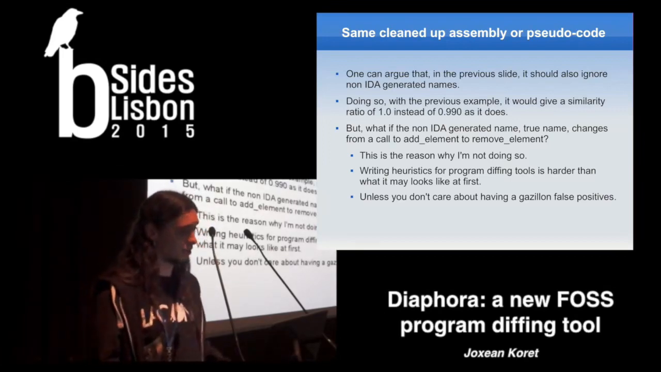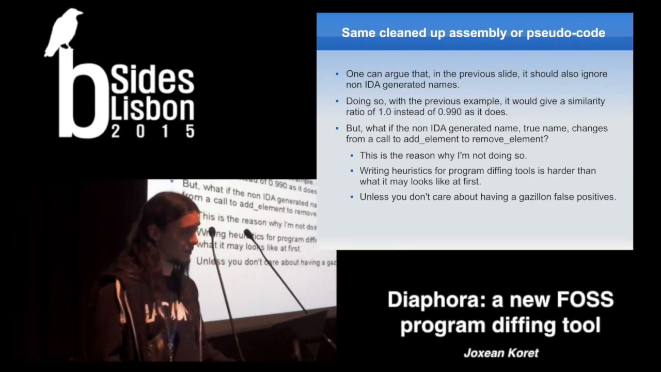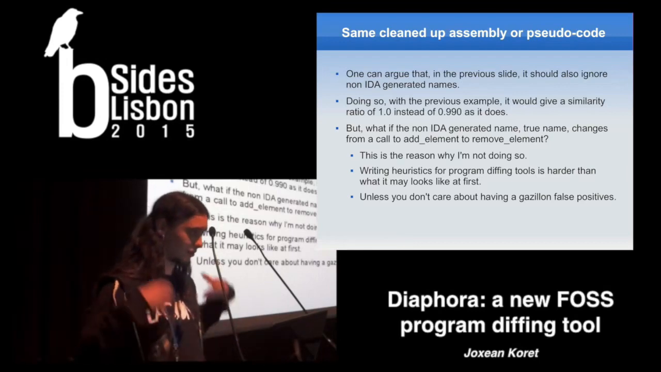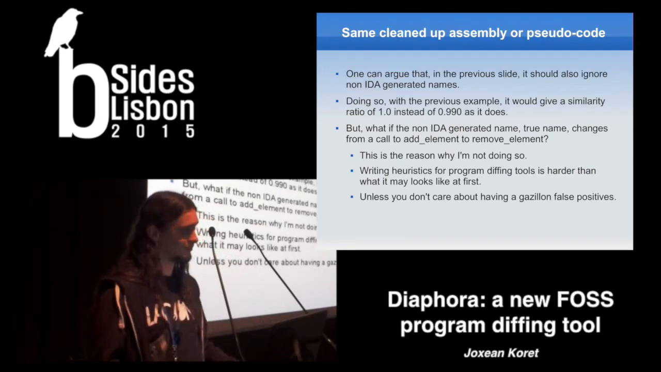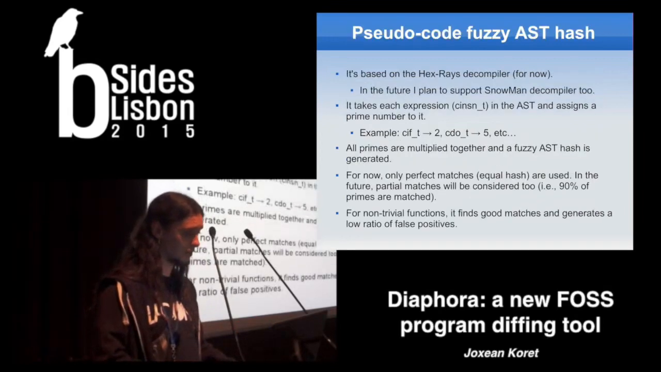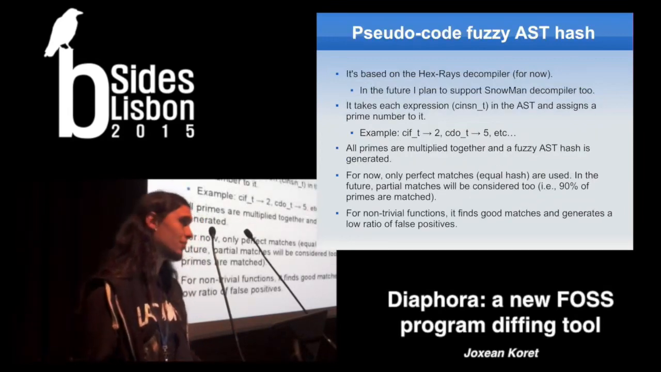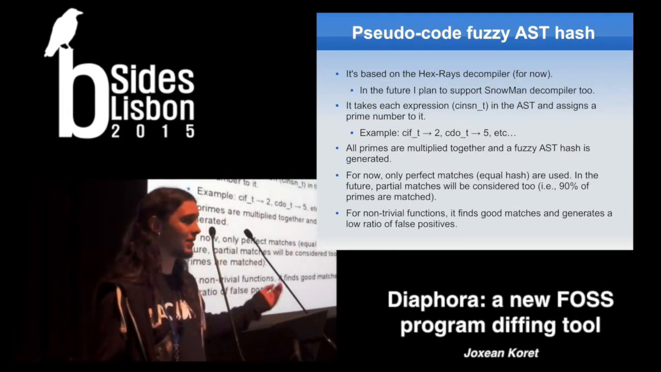Writing heuristics for program diffing tools is harder than it looks before you actually start writing them. When you start trying to match anything, a heuristic that is not written very carefully is going to cause a gazillion false positives, and you don't want false positives.